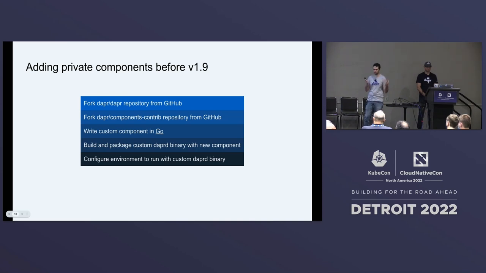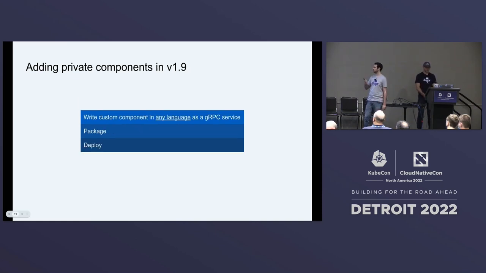And then once you have your component set up, you basically need to integrate it into Dapr and build your custom binary. If you're building a custom container, you need to go to the Dapr settings and basically pull your version of the image. So this is the configuration of the environment, really. So it's kind of a convoluted process.